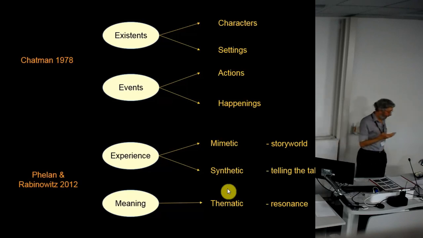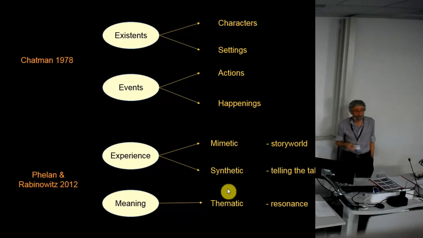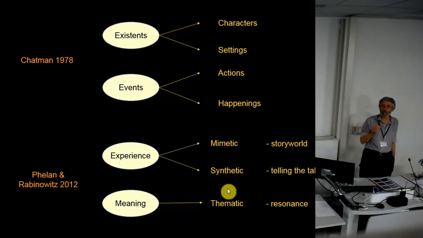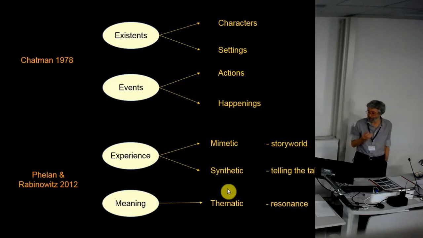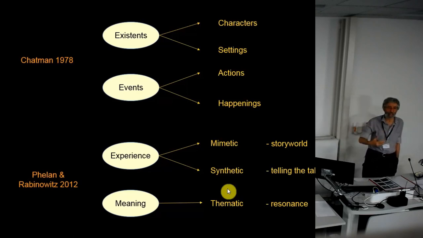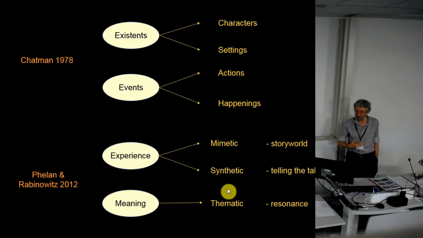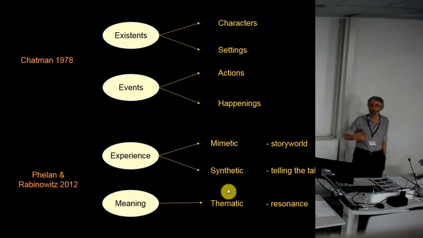You can then look at people like Phelan and Rabinowitz, much later in 2012, who looked at why stories have an effect on people, on the reader or the viewer. They isolated three particular aspects of narrative which were important. The mimetic, that is, how believable is the story world that you've created in which they operate. The synthetic, which is the actual medium you use to tell the tale, the aesthetics of the telling of the tale. How attractive is that? And the thematic, which is how resonant is the story with something in the experience, background, or beliefs of the person who is the reader or the viewer of the story.